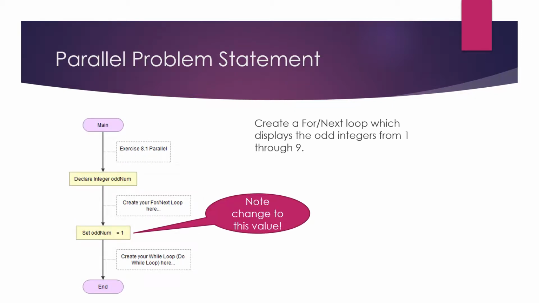In our modified problem statement, instead of counting the even numbers from 2 to 10, we're going to generate the odd numbers from 1 through 9. We'll do that again in 2 loops. We'll do it one time through using a for next loop, and a second time through using a while loop. Note that we have made one change to the starter problem, and that is for convenience, we're going to set the initial value of the odd num variable to 1 before we start the while loop, and you'll see very shortly why that's a convenience.